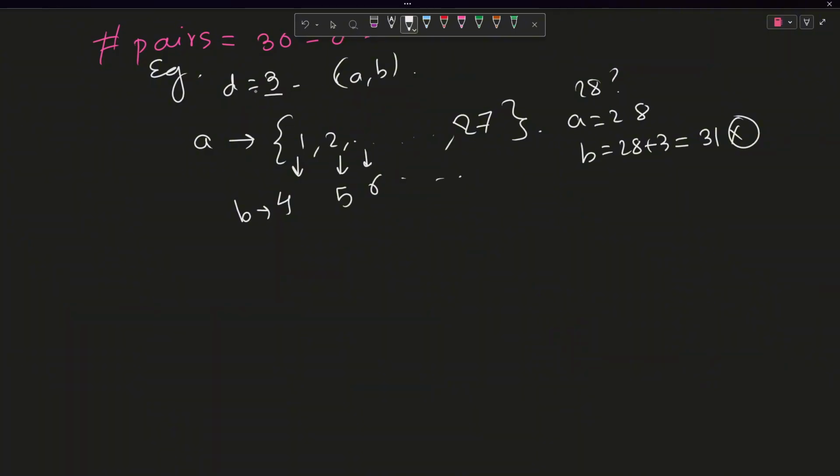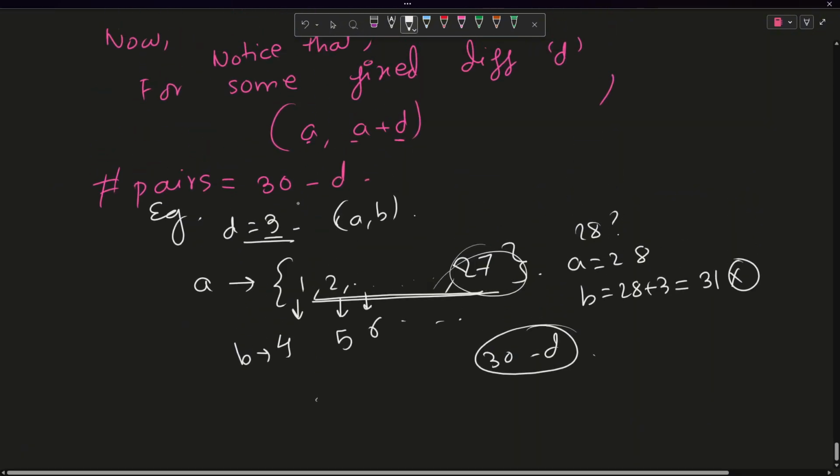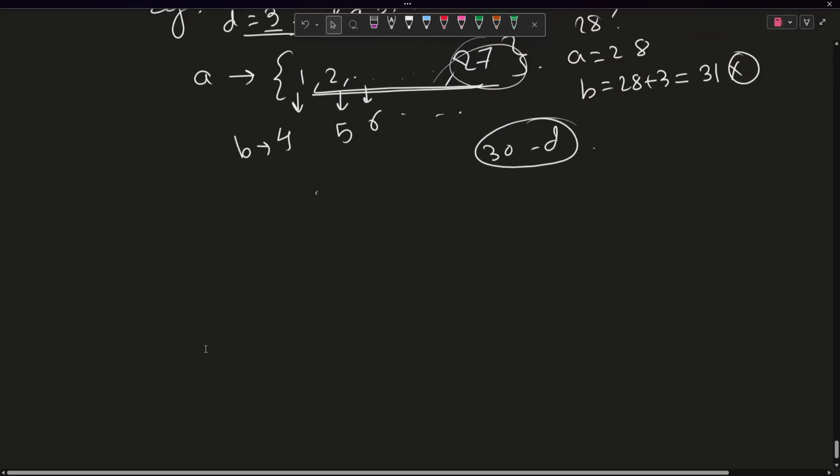So the total number of pairs for d equal to 3 is just 30 minus 3, because we have 27 pairs. Each of these corresponds to one pair, so the total number of such pairs is 27, or 30 minus d basically. So it is easy to see that this is the formula for the total number of pairs with some fixed d.